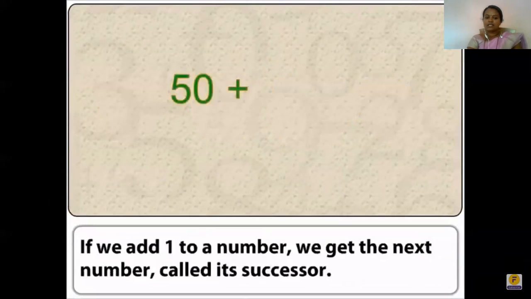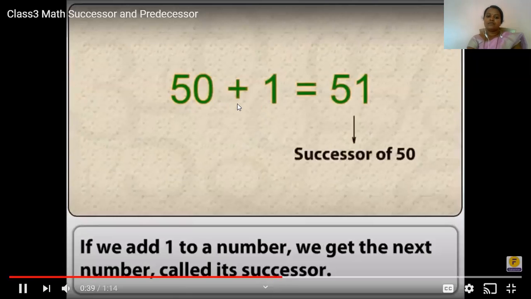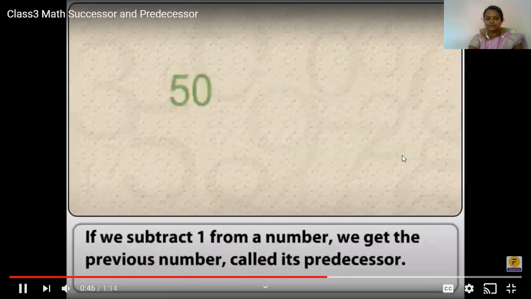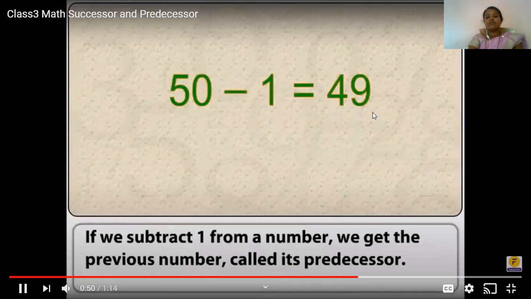This is the same as we say in terms of months also. Now let us see, 50 plus 1, what do we get? 51. So we call 51 the successor of 50. If we take 50 minus 1, that is 49. So we call 49 the predecessor of 50.